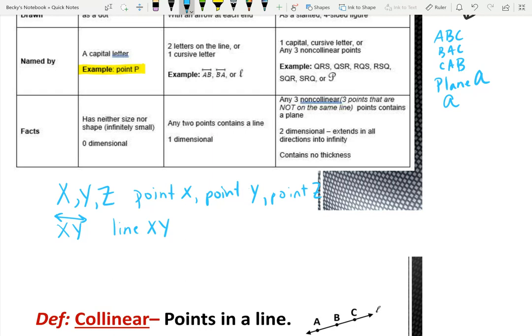Now, when I get to a plane, I could say XYZ. Notice there are no commas in between. Or you could say plane XYZ. Those letters could be in any order. They don't have to be in alphabetical order. A point has 0 dimension because it's a location. A line is 1-dimensional, and a plane is 2-dimensional.